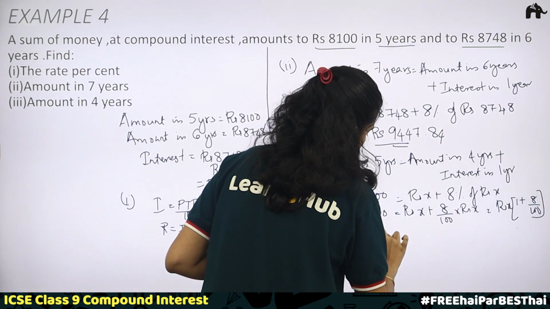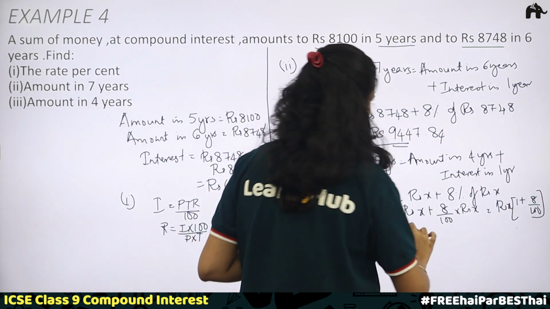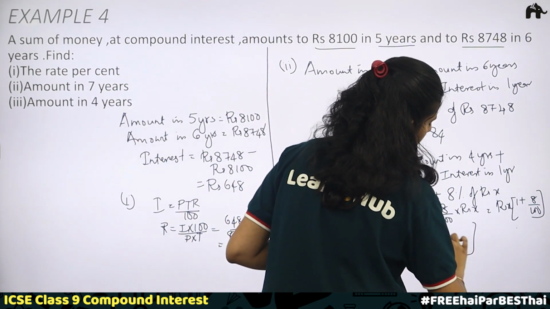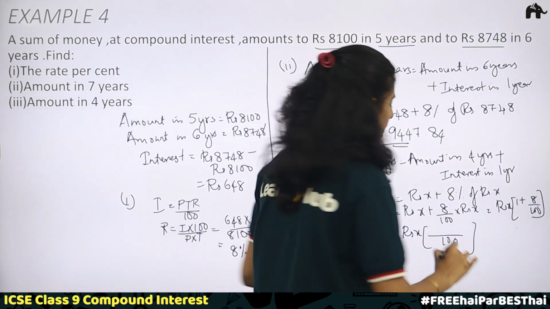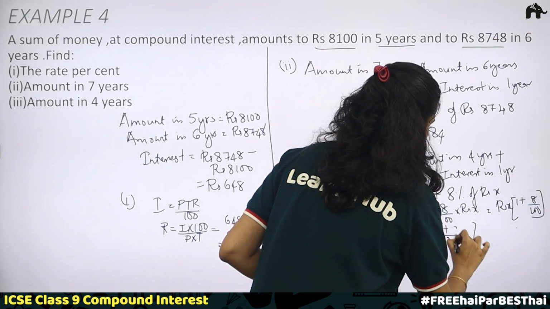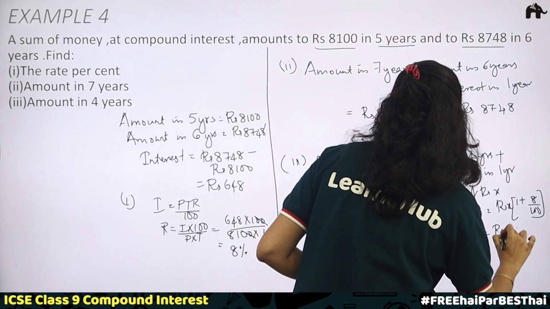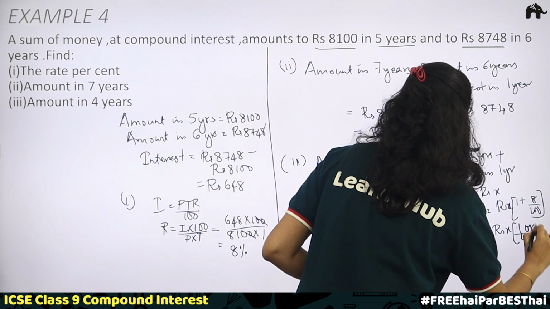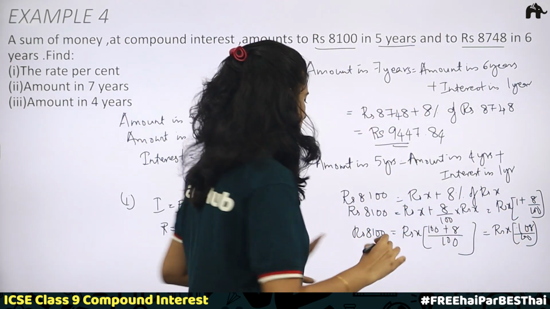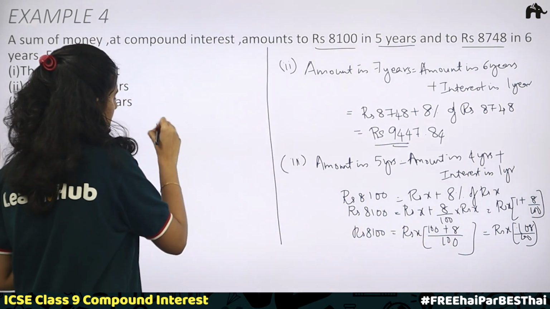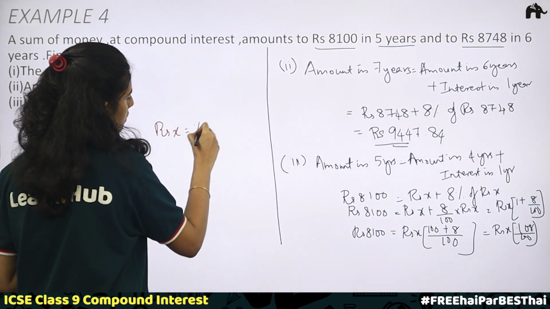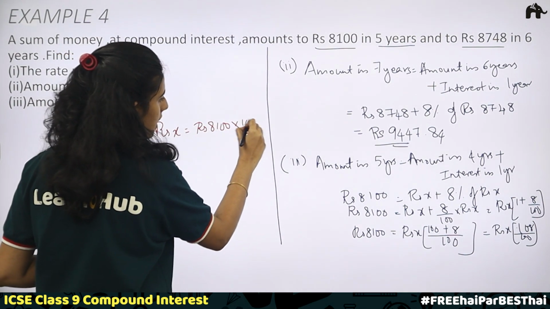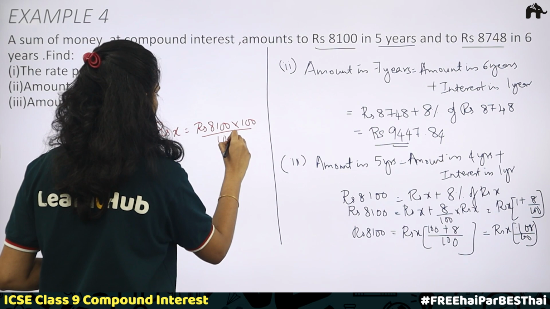Rupees 8100 is equal to rupees X into, here the LCM of the denominator we get 100, 100 into 1, 100 plus 8, which is rupees X into 108 divided by 100. We have to find what is rupees X. Now rupees X will be equal to rupees 8100 into 100 divided by 108.